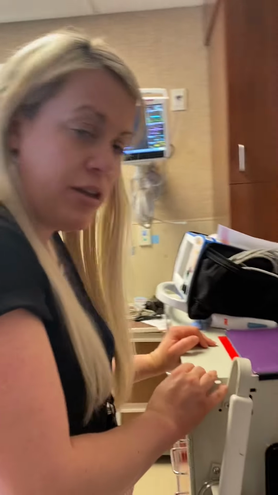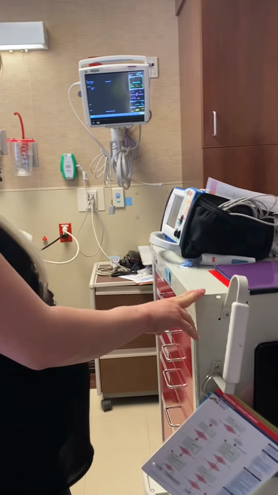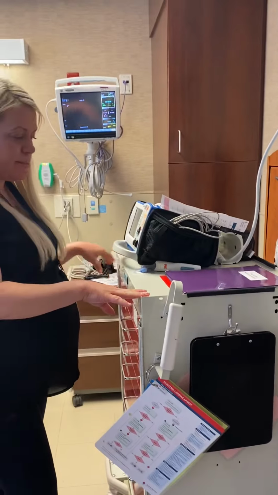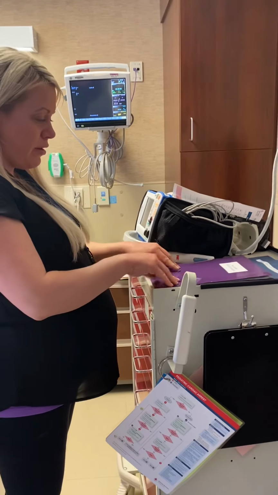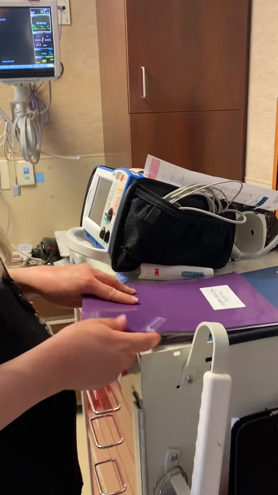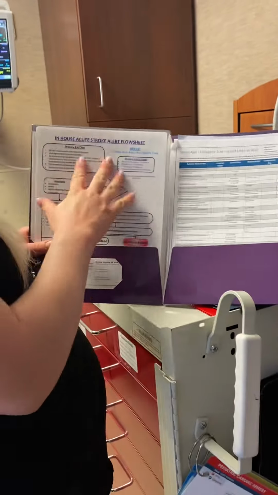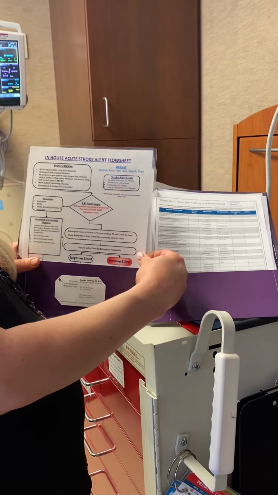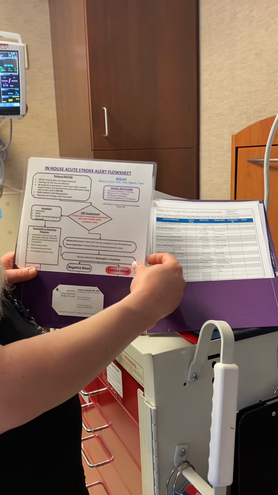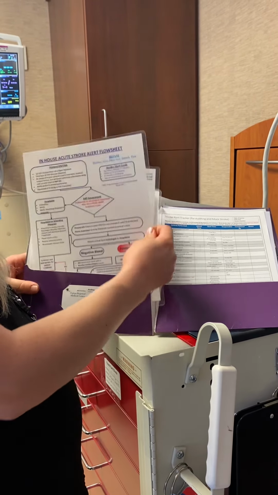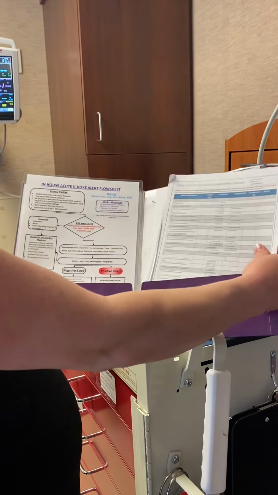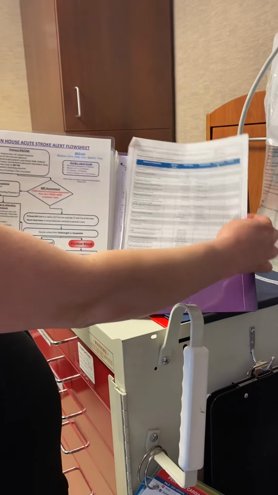If you have any questions about the stroke alert process, let me show you where to find all the information that you will need. On every crash cart in the hospital is a lovely purple stroke folder. This is the in-house stroke patient folder. In it, you'll find everything you need. So right here is a stroke alert flow sheet of what you do during an inpatient stroke alert. On the right here is a stroke alert tracker form.